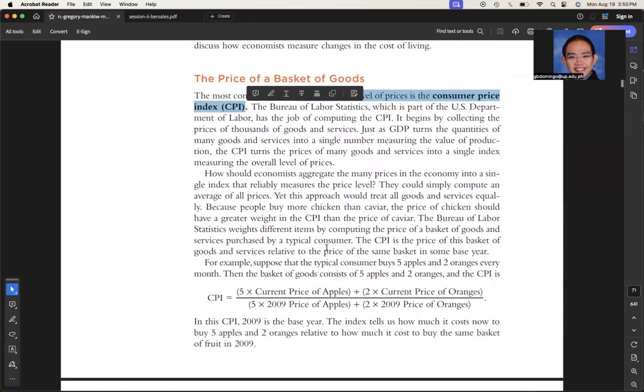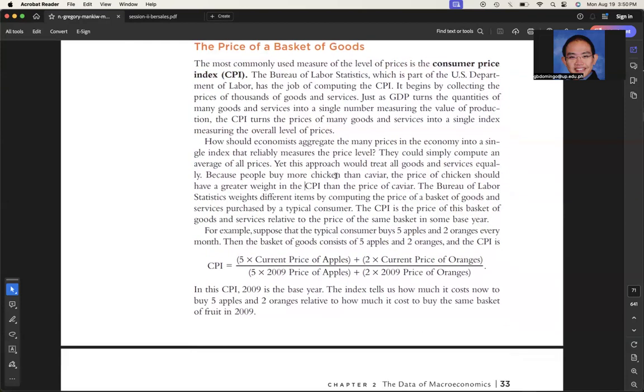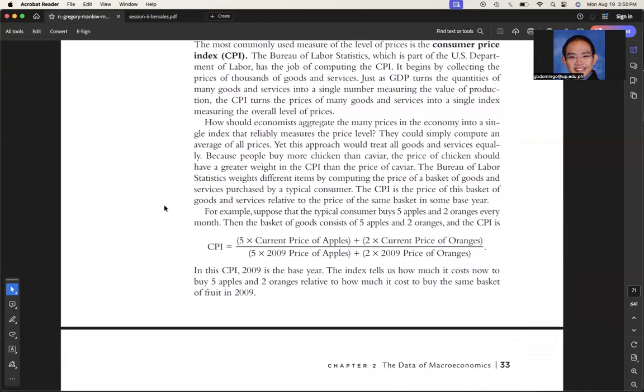Okay. So instead of simply computing an average of all prices, you can see how that might be wrong because you would treat all goods and services equally, right? An average is just you add up everything and you divide it by the number of prices. Clearly, that would mean that high-priced goods would affect the average, yeah? So you might not want that. Because people buy more chickens than caviar, the price of chicken should have a greater weight in the CPI.